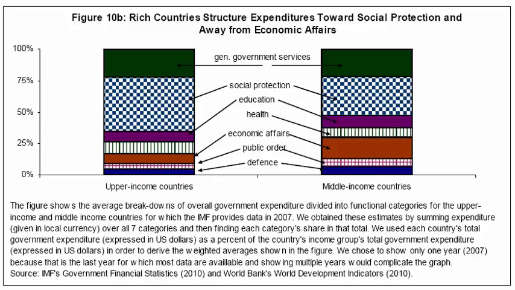We also see that upper income countries spend less on public order and slightly more on economic affairs. So to that extent, we know that the priorities of upper income countries are different, and thus the structure of these governments is likely different.